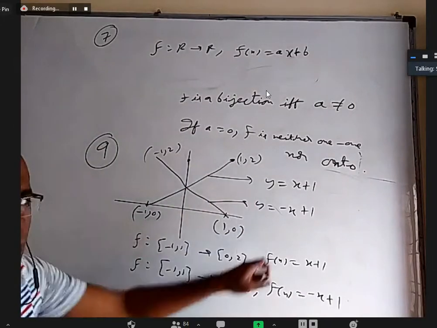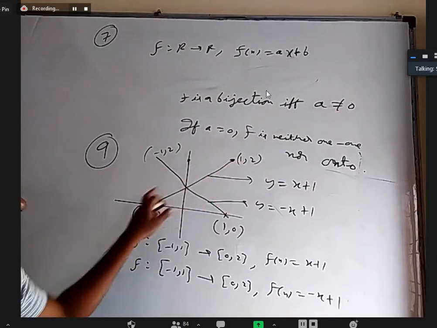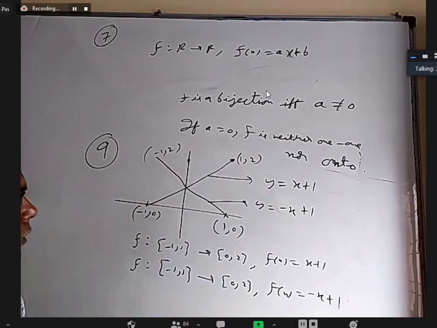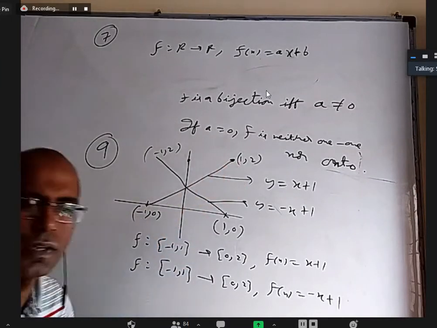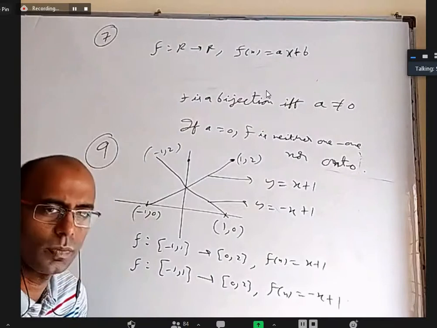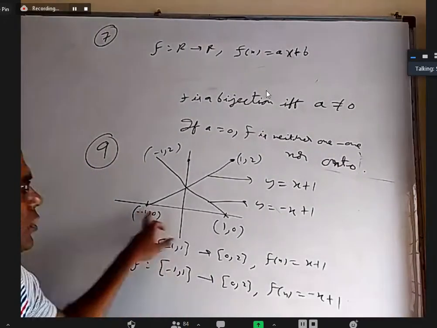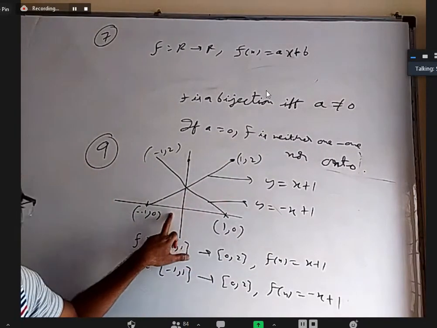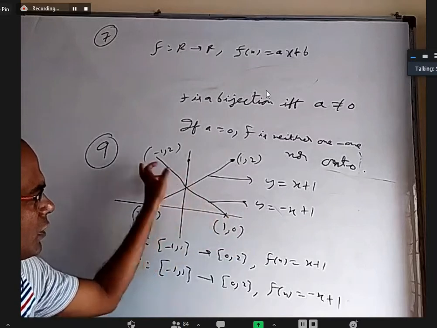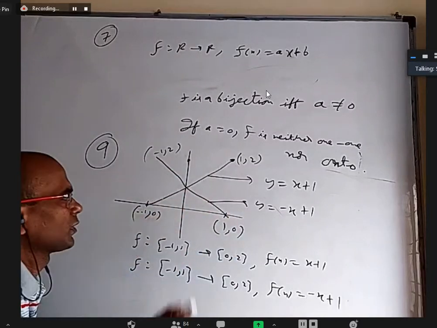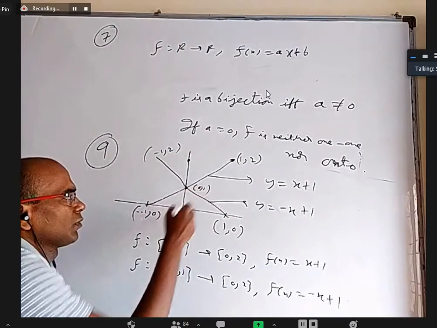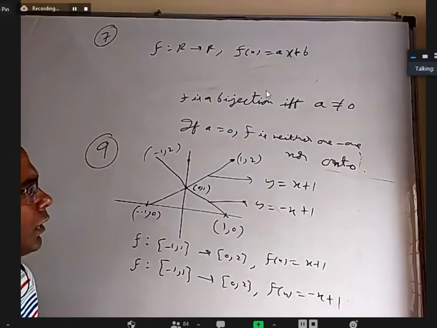How did I get the line equations? I know two points on a line, so I can find the line equation. I can use y minus y1 equal to (y2 minus y1) by (x2 minus x1) times (x minus x1). Or I know this is 2 units, this is 2 units, so this 45 degree line has slope 1. This 135 degree line has slope -1, and I know the intercept is (0, 1). From that also you can tell.